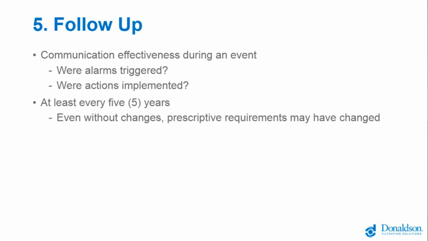And finally, even if no changes to the process have taken place and no events or near misses have occurred, process owners should still review their DHA at least once every 5 years. This provides them an opportunity to confirm that documented scenarios are still representative of the operations in their facilities, and it also allows for a review of current standards and regulations, many of which are updated every 3 to 4 years and could impact current mitigation strategies.